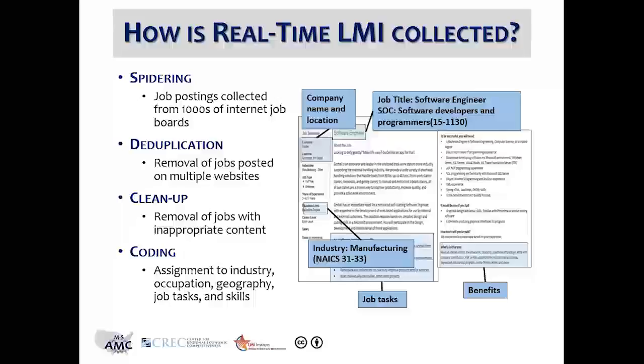Then they do some cleanup. They remove jobs with inappropriate content. And then they go through a coding process. At the beginning of the webinar, we talked about the standard occupational classification coding. So as you can see, they do assign a SOC code to the job title. They pull out the company name and location. They also provide an industry code, which my colleague Marty is going to talk about in the next webinar. And then they identify the job tasks as well as benefits.